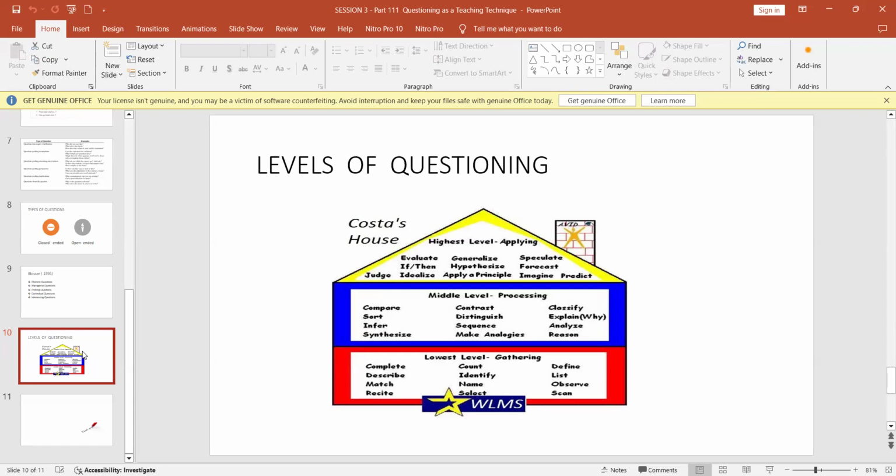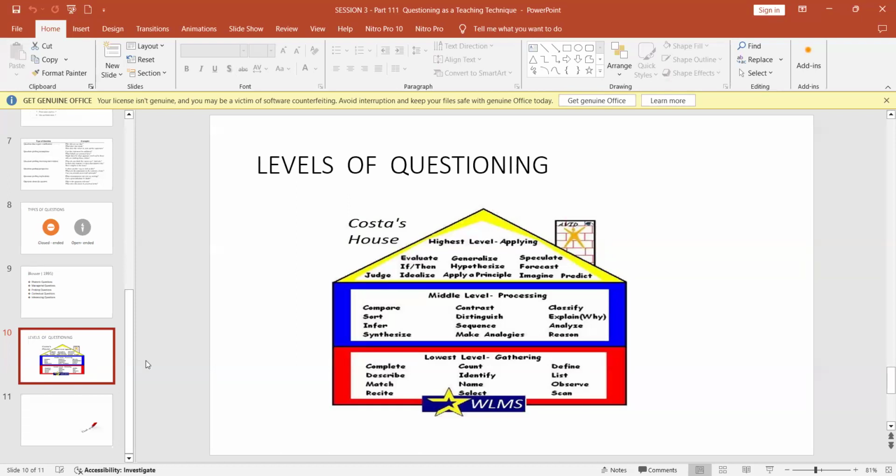Levels of questioning. It is somewhat similar to the types of questions, but not exactly the same. We can ask questions at 3 levels of difficulty, 3 levels of understanding, according to Costa's levels of questioning. We can actually ask questions at 3 levels of understanding.